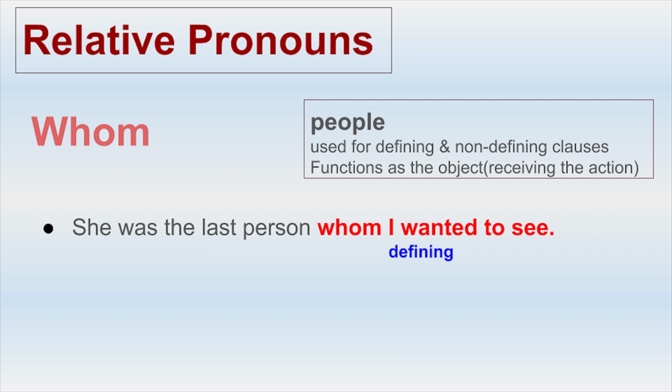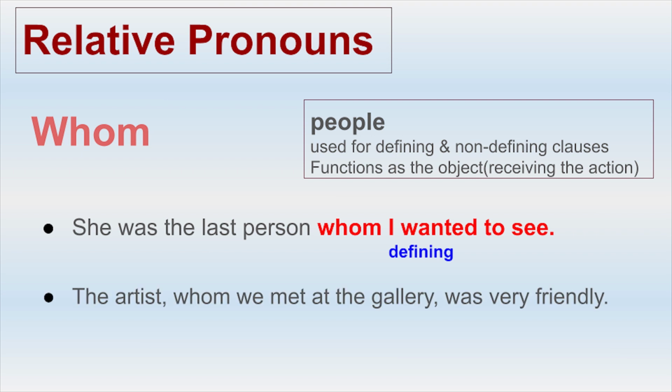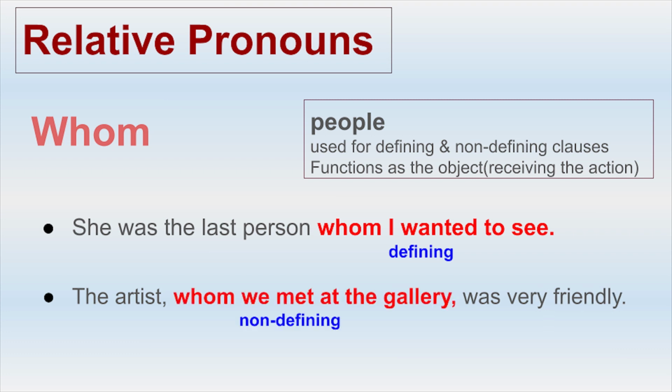The defining clause cannot be removed from the sentence. If it is removed, the sentence would make no sense. And here's an example of whom when used as a non-defining clause. The artist whom we met at the gallery was very friendly. Whom we met at the gallery is the non-defining clause. If we removed whom we met at the gallery, our sentence would read, the artist was very friendly.